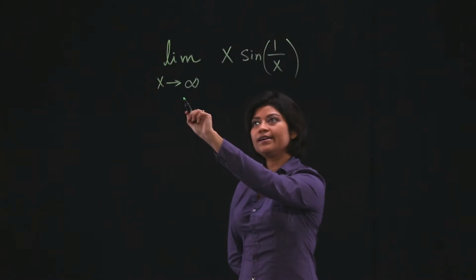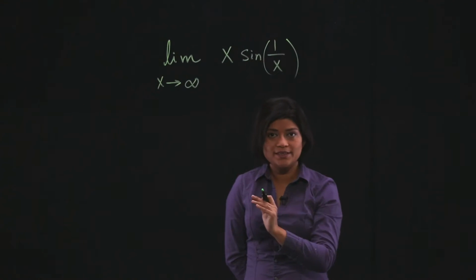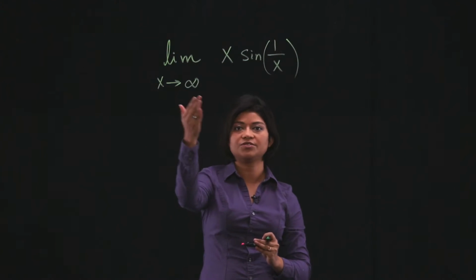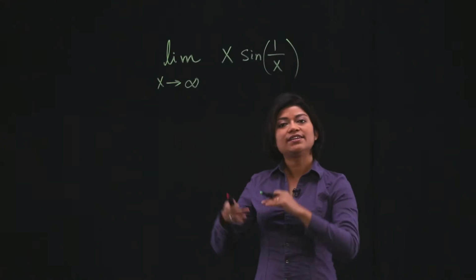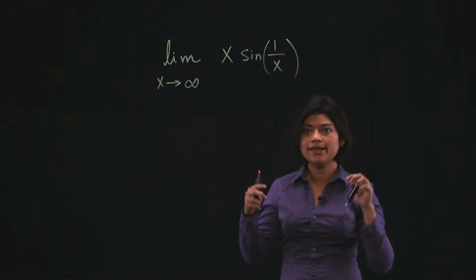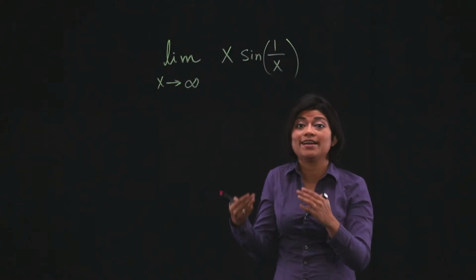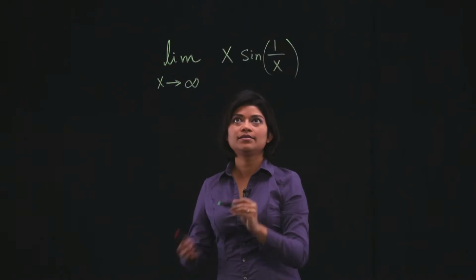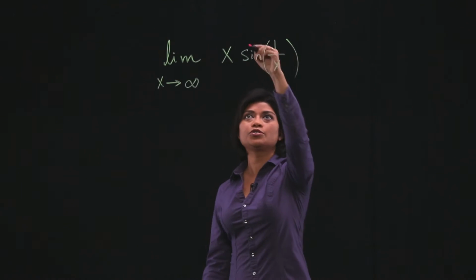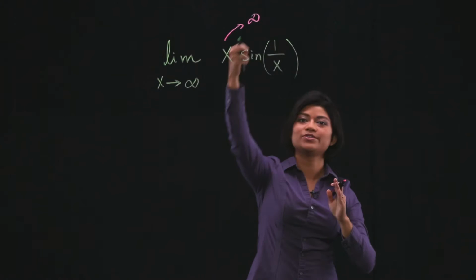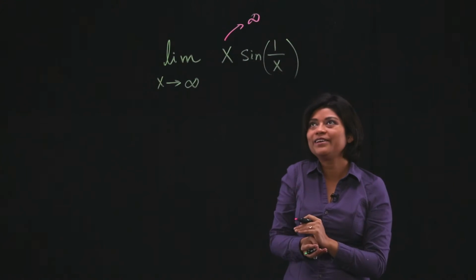Now, notice here x is approaching infinity. Infinity is not a number. It just means that x is taking large values, right? But still think about it. If you do plug in infinity, in the sense of understanding what that means, what will happen to x? Well, x will approach infinity, right? As x is approaching infinity, of course, this x will approach infinity.